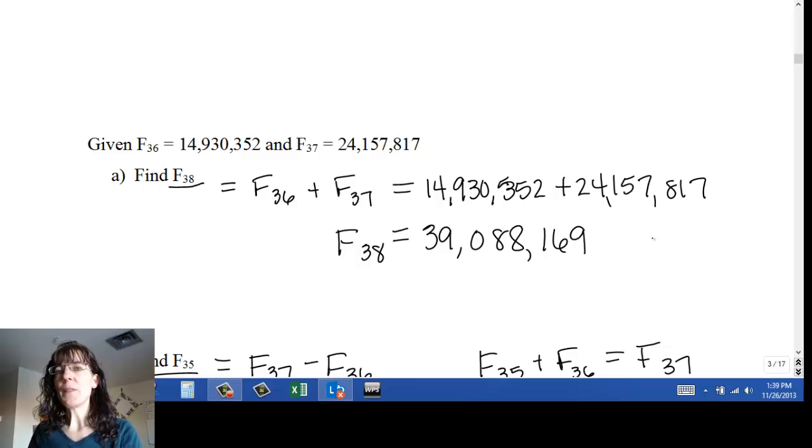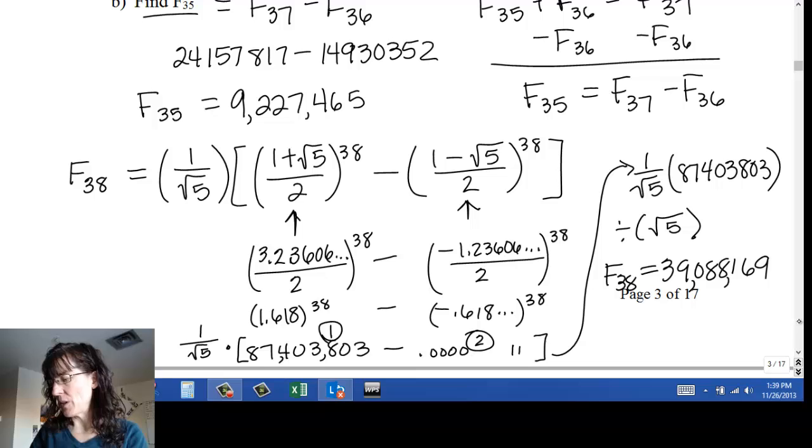So that procedure will work if you want to find a Fibonacci number and you don't know the previous 2 or the following 2. Then you can use that formula, but it's much easier to just add or subtract the 2 previous or the 2 following, depending. So there it is, so you can see the formula at least once.